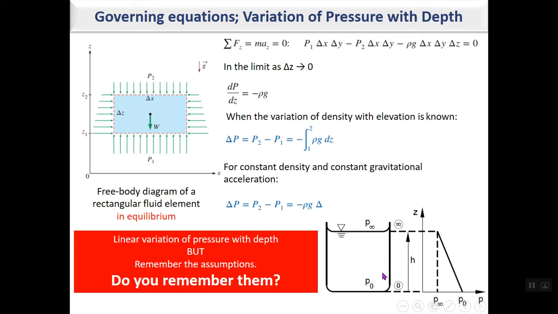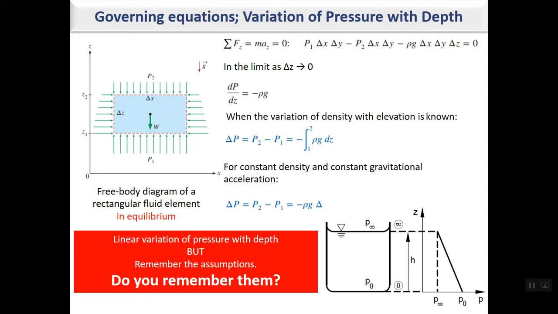Here I've shown a tank, for example, where the pressure variation is shown. As you can see, at the surface the pressure is 0, or atmospheric pressure if you take it absolute, and the pressure varies linearly up to the bottom of the tank. So you have a linear variation of pressure with depth, but there is an important point again here to remember about the assumptions. Do you remember them? What were the assumptions if you want to have a linear variation?